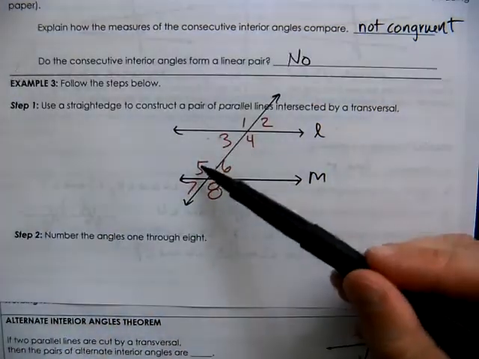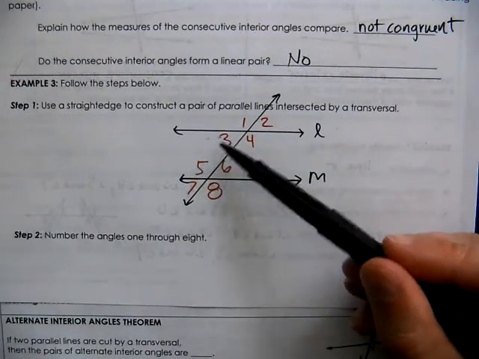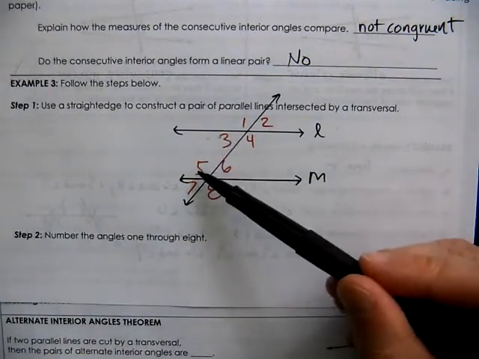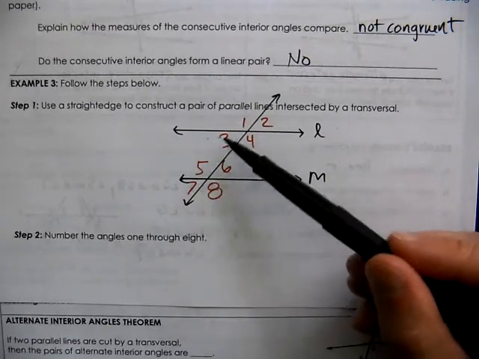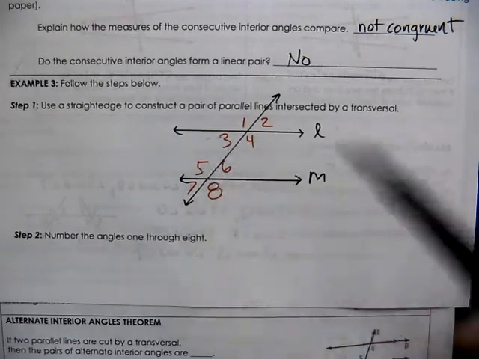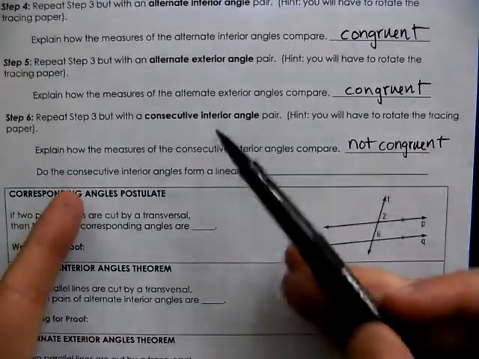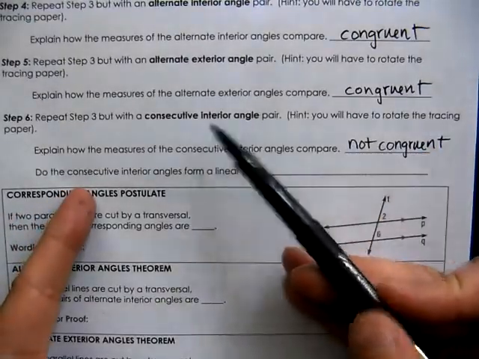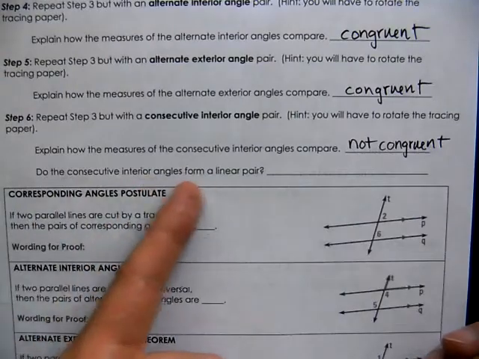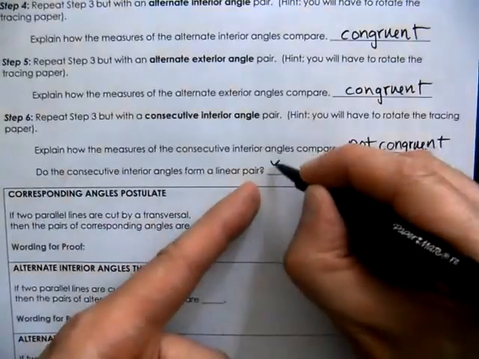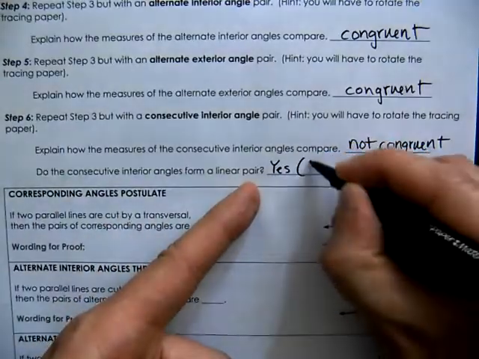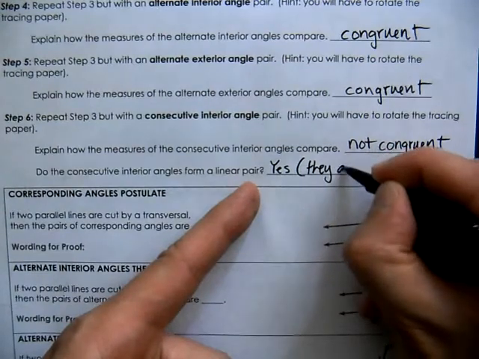So it turns out that 3 and 5 are not the same size, but they are forming a pair of supplementary angles. So when the question is, for step 6 on the next page, do the consecutive angles form a linear pair? The answer is yes, and what we're really saying is that they are supplementary.